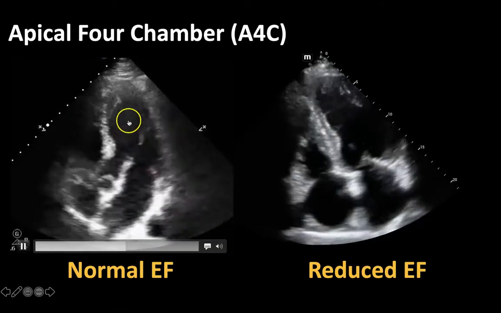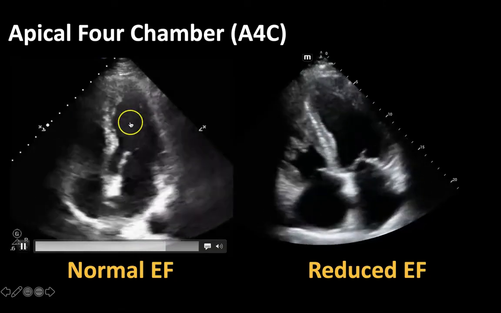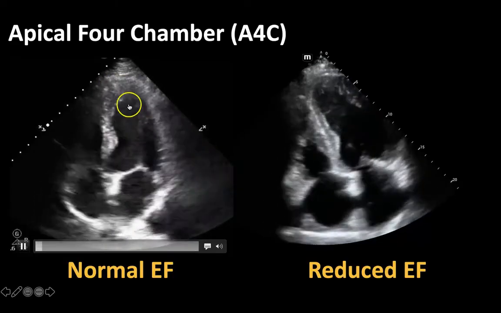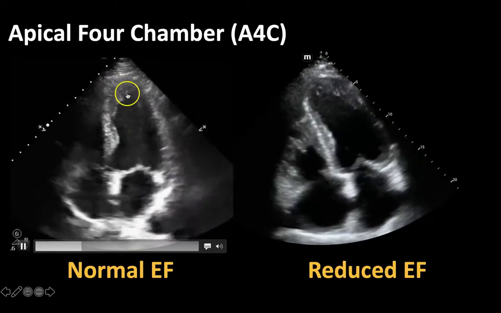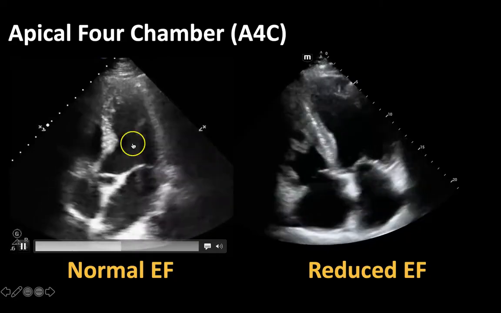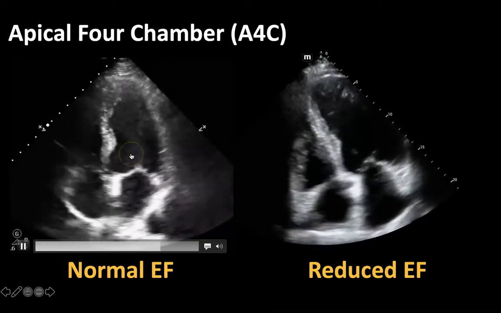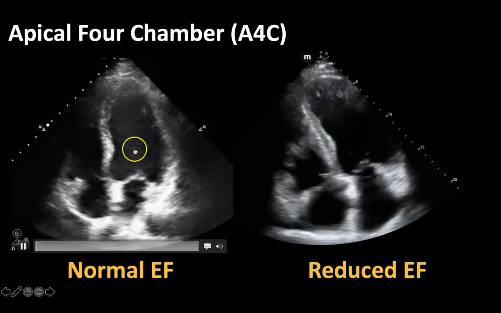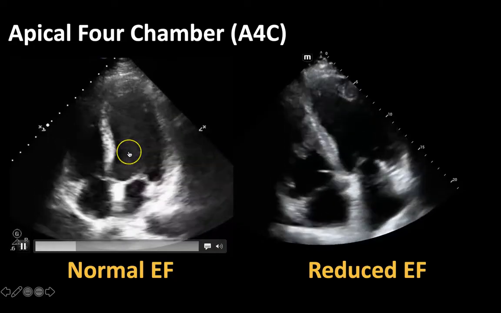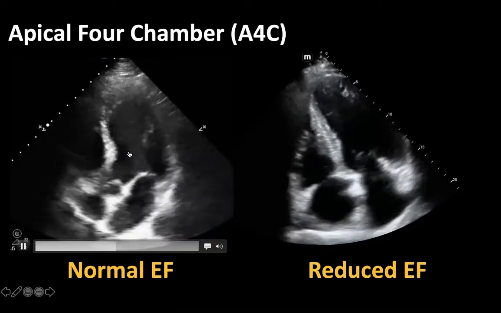So again, when we're looking for ejection fraction, I want you to just focus on this left ventricle here and envision this imaginary line right in the middle of the ventricle and try and assess how well the walls are coming towards that middle. And you can see here that the walls are coming reasonably close to the middle of the ventricle here, and that this is a heart with a normal ejection fraction.